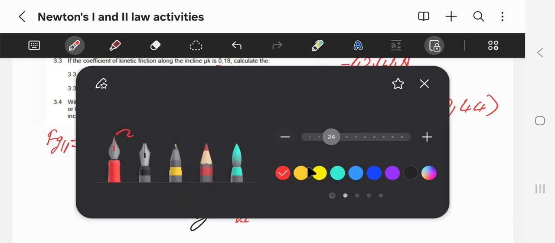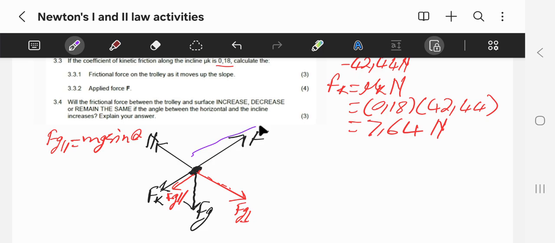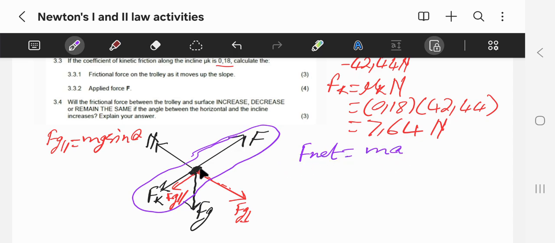We are going to look at these ones that I'm going to circle in purple. We'll be focusing on the forces that I've circled in purple. So let's find F. For us to find F, we'll start by writing F net is equal to ma. F net means the sum of all these forces that are circled in purple. So I will have F, and F is moving upwards, so it will be positive, but these ones are moving downwards in the opposite direction, so they will be both negative.